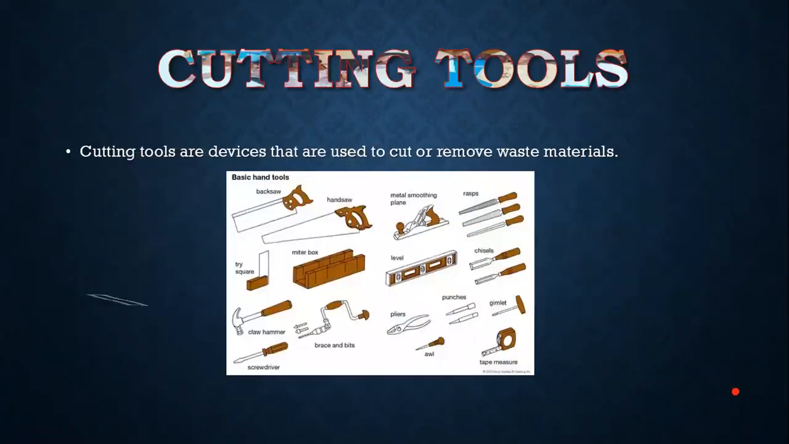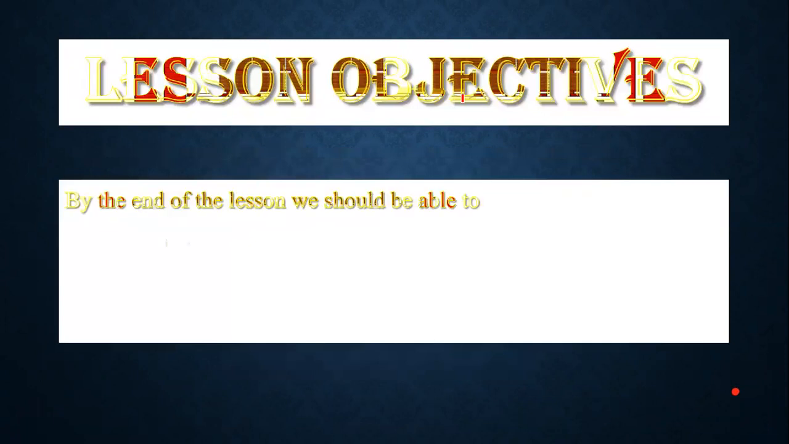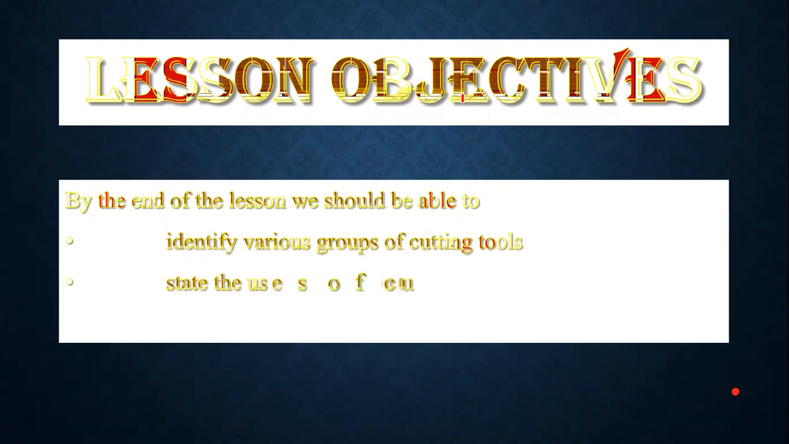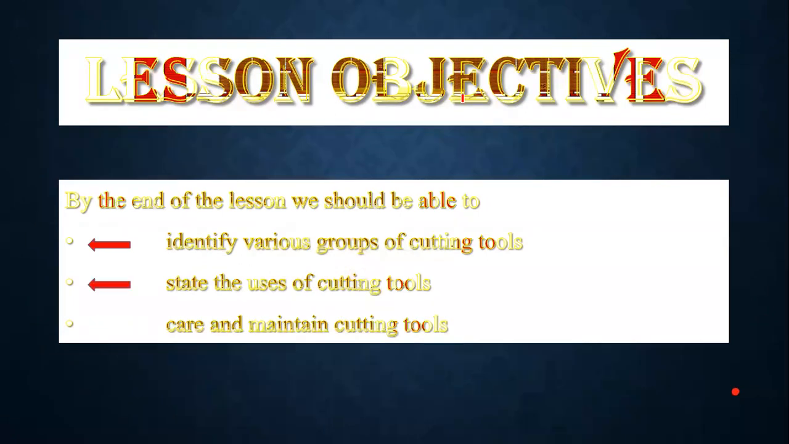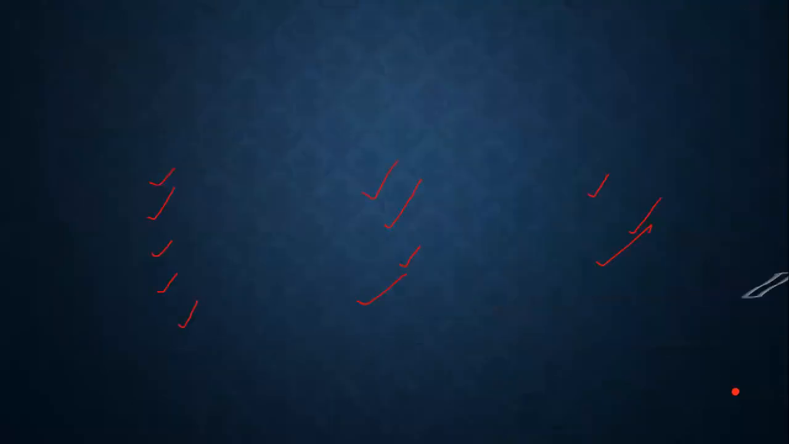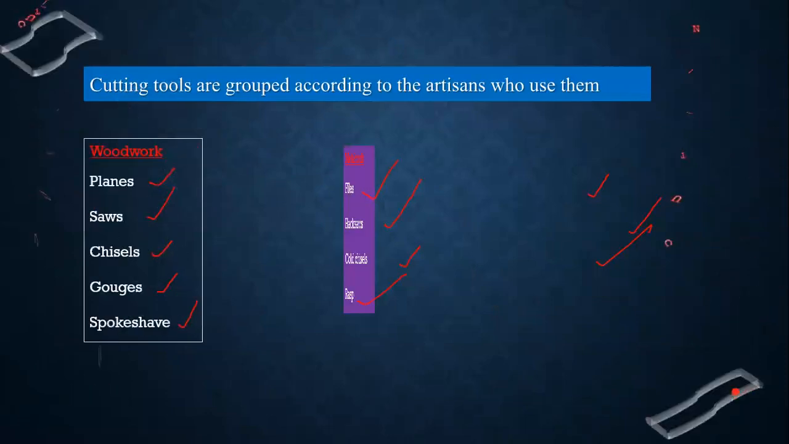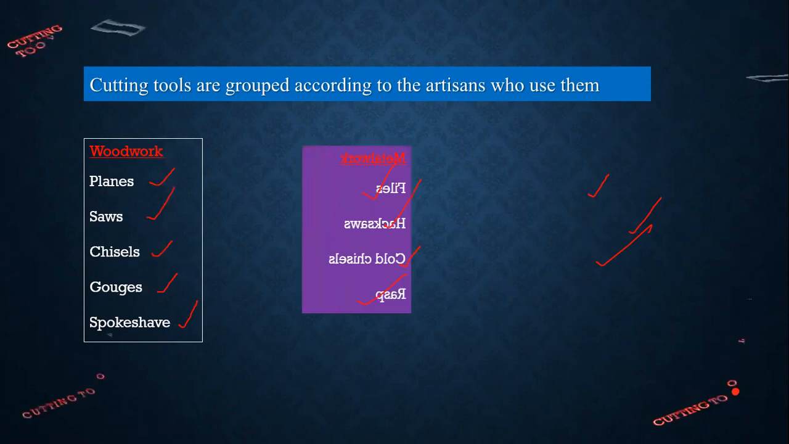Okay, so that's that. We are looking at cutting tools, and the objectives for our lesson are to be able to identify cutting tools in their various groups, state their uses, and see how we can maintain and care for them. Cutting tools are used by various groups of artisans. These include woodwork, metalwork, and blockwork.